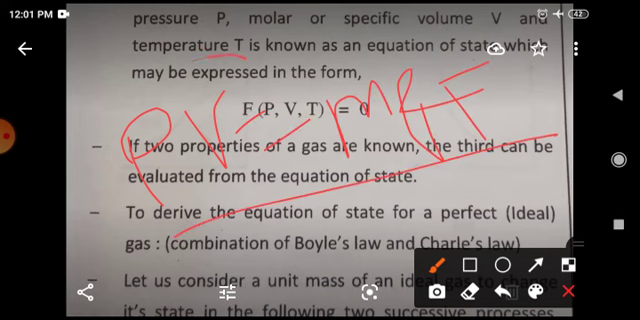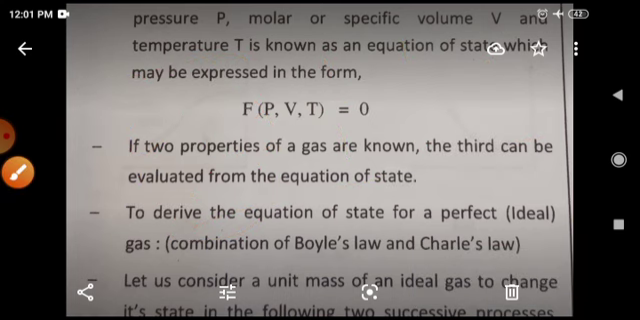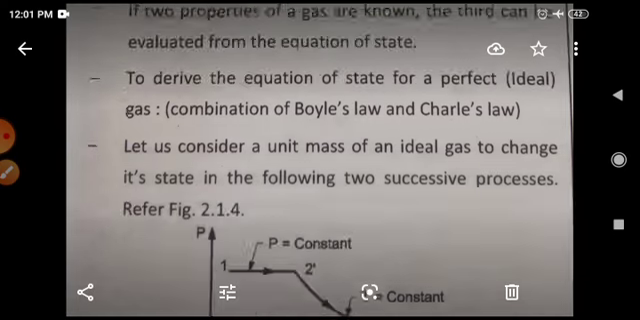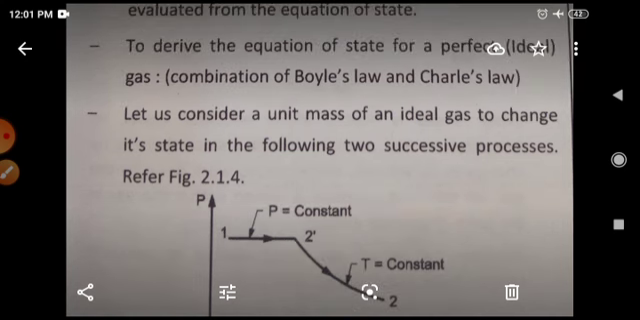From this, if you have any two quantities, mass is given, R is constant, or mass is also constant. Therefore, from pressure, volume and temperature, if any two are given, then the third quantity you can also find out by that relation. To derive the equation of state for a perfect gas, a combination of Boyle's and Charles's laws is taken. Let us consider a unit mass of an ideal gas to change its state in the following two successive processes.